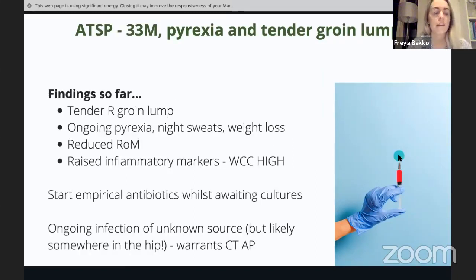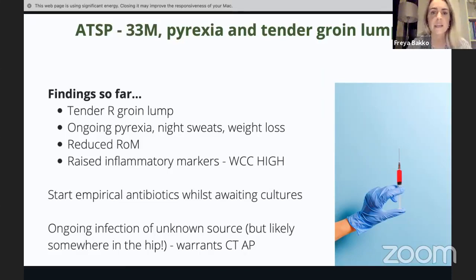So far we've found this patient with a tender right groin lump. He has ongoing fever, night sweats, weight loss, reduced range of motion, and raised inflammatory markers. Specifically, white cells are 23, which is very high. So there's obviously an infection going on, and you want to start some empirical antibiotics while we're waiting for cultures. He's quite unwell with his infection, so you want to start some broad spectrum antibiotics. Often tazocin is used.